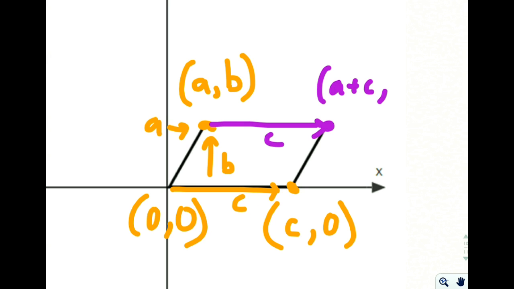And the same idea applies in this direction. We went up from 0 and we went up b just like we did here. So our y coordinate is still going to be b. And so you can see how we thought about it the same way we thought about it when we had actual numbers, but now we did it with only 3 variables. So that would be the idea of how you would do an extra credit proof like that.